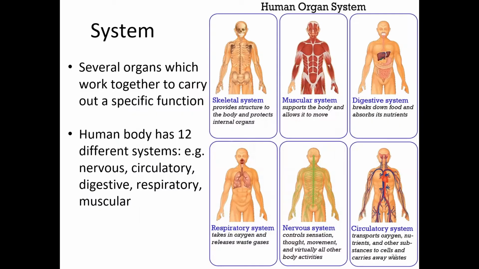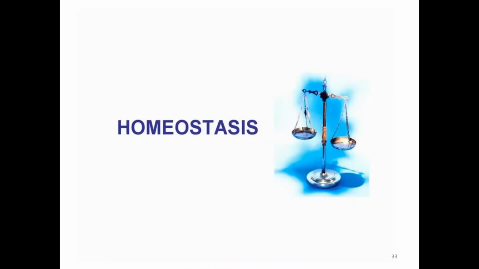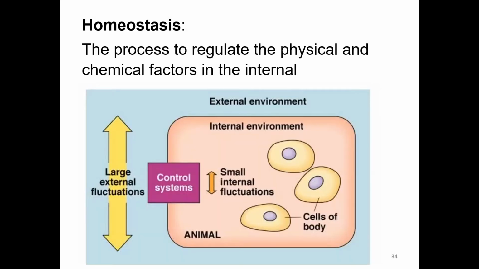System: several organs which work together to carry out a specific function. The human body has 12 different systems, for example, nervous, circulatory, digestive, respiratory and muscular systems. All the organ systems work together to form an organism. Homeostasis is the process to regulate the physical and chemical factors in the internal environment.